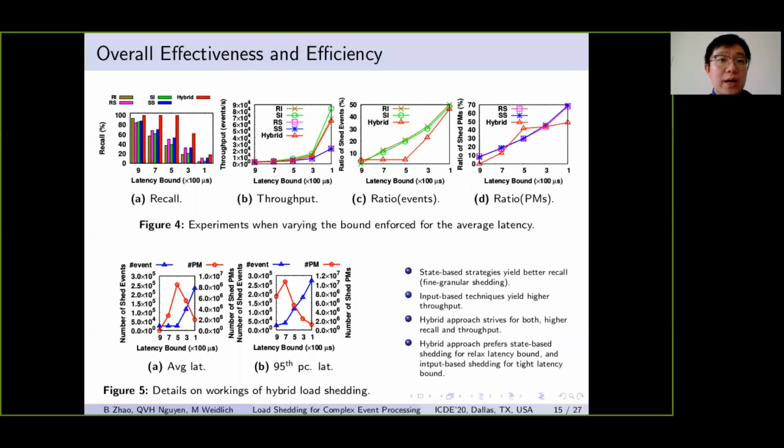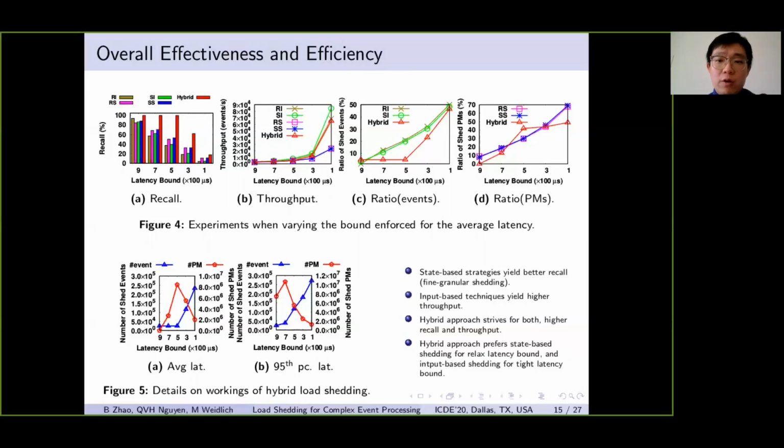We first look at the overall effectiveness and efficiency. As shown in Figure 4a, state-based strategies yield better recall due to fine-grained shedding. Figure 4b illustrates that input-based techniques yield higher throughput. The hybrid approach strives for both higher recall and higher throughput.